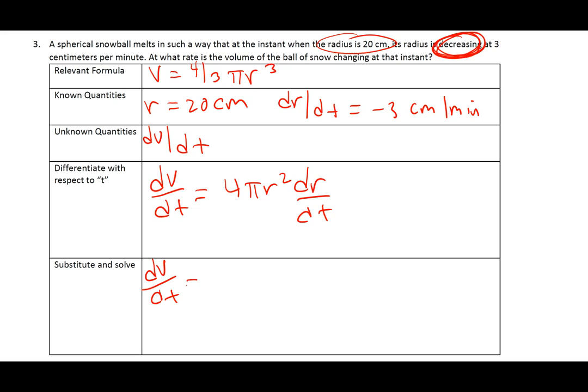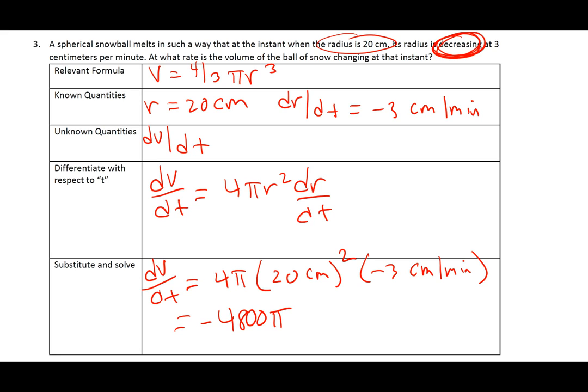So dV/dt would be equal to 4 pi, then 20 centimeters squared times -3 centimeters per minute. When you go ahead and square 20 centimeters, 20 squared is 400. So 400 times 4 would be 1600 times -3 would be -4800 pi. And then you would square the centimeters to get centimeters squared times centimeters per minute, which is how you would get centimeters cubed per minute.